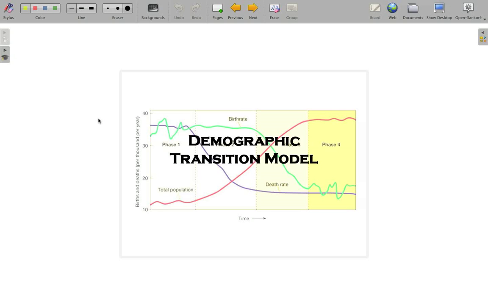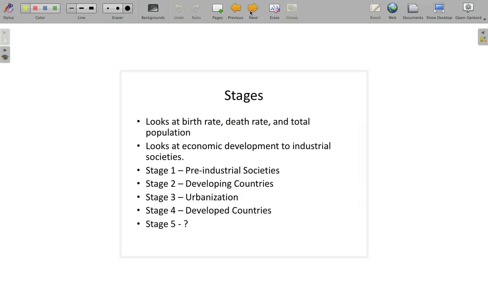Okay, this video is going to be about demographic transition models. And so what is a demographic transition model? First up, it looks at three different things on a graph, right? It's going to look at the birth rate.